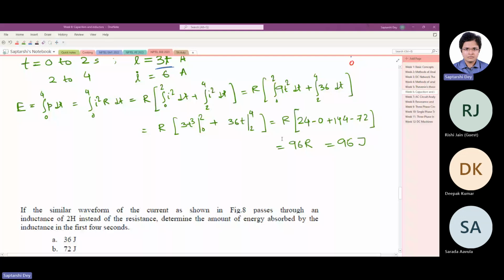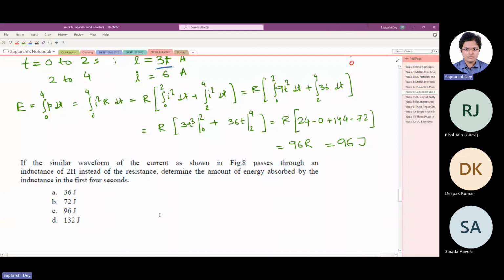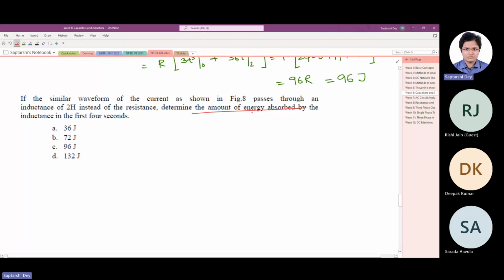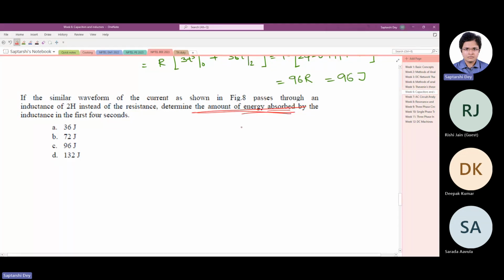Now they are saying a similar waveform of the current as before. This current passes through an inductance of 2 Henry instead of the resistance. Determine the amount of energy absorbed. Actually, energy is never absorbed by the inductor. Inductor does not absorb energy. What it does is it stores energy.